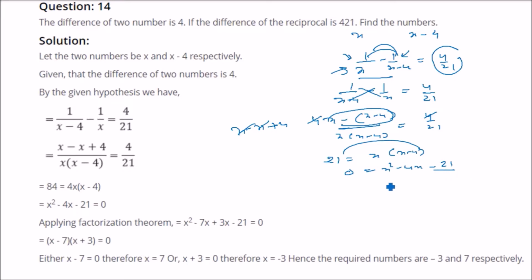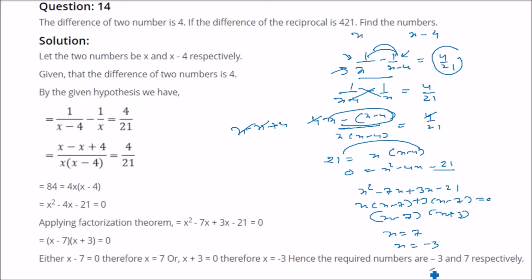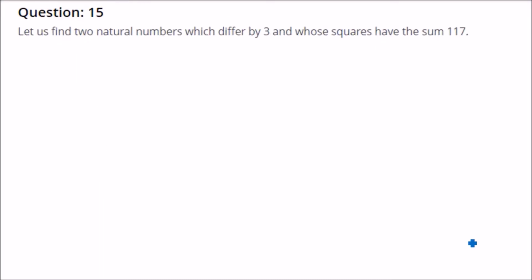So 21 can be written as 7 into 3. So x square minus 4x minus 21 can be written as x square minus 7x plus 3x minus 21. Take x common, x minus 7. Take 3 common, x minus 7. So we get x minus 7 and x plus 3. So x will be equal to 7 and x will be equal to minus 3. So these are the required results. If x is 7, the other number will be x minus 4, that is 7 minus 4, it will be 3. If x is minus 3, the other number will be minus 3 minus 4, that will be minus 7. 7 and 3, and minus 7 and minus 3, these are the solutions.